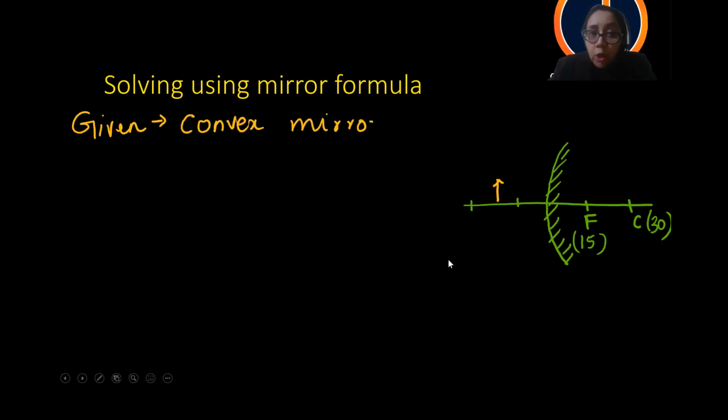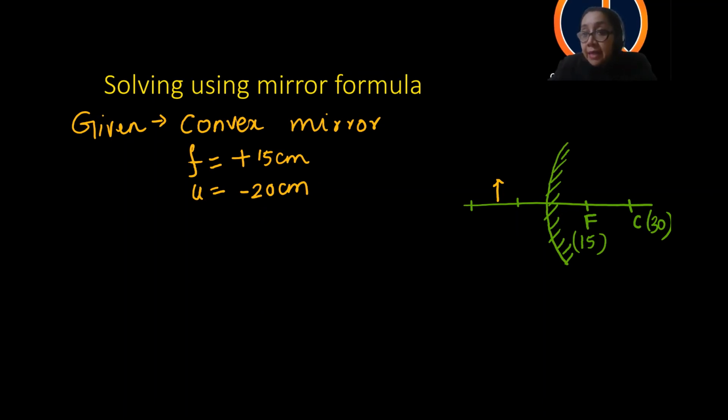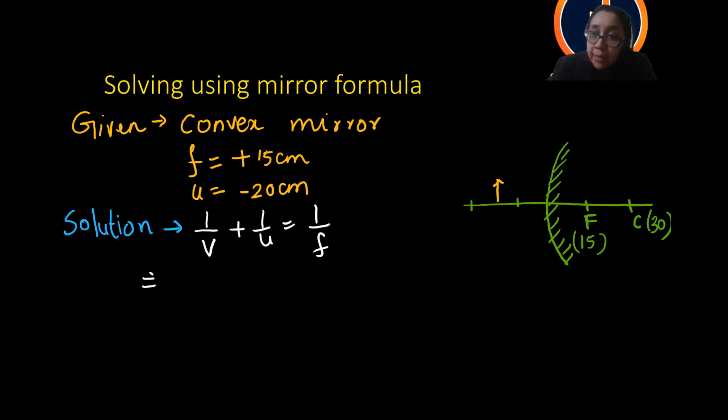It's given, first of all, it's a convex mirror. Secondly, the focal length is positive because it's convex. It's plus 15 centimeter, and the object distance is minus 20 centimeters. So remember, we will use the sign convention correctly. And now let's do the solution using the mirror formula, which is 1 by V plus 1 by U is equal to 1 by F.